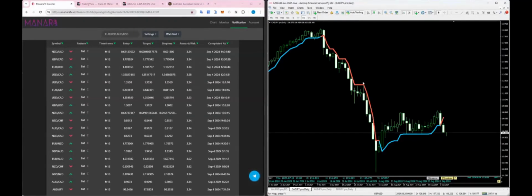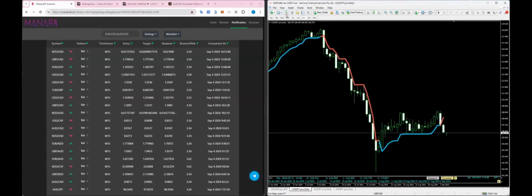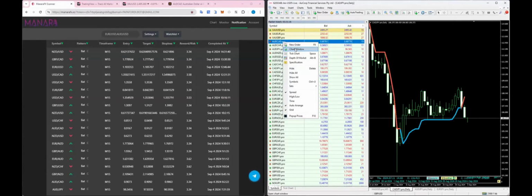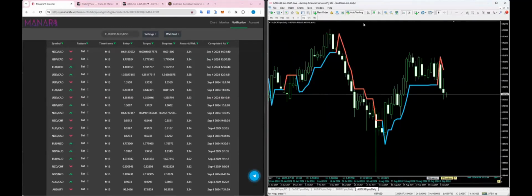Okay? That's how I have it. Very simple. Again, I explained to you, I added the super trend, click on the right button, template, save template, default, save, and that's it. Next time you open a chart, let me open AUD CAD chart window, and you see AUD CAD. I just opened this one, and the super trend is there. Simple, right?